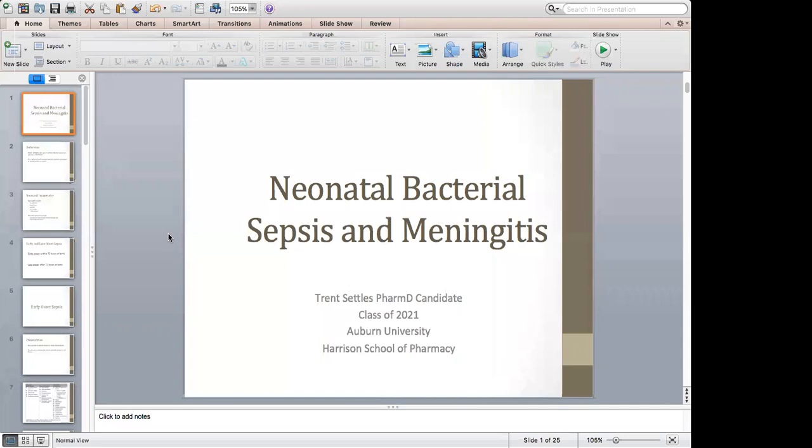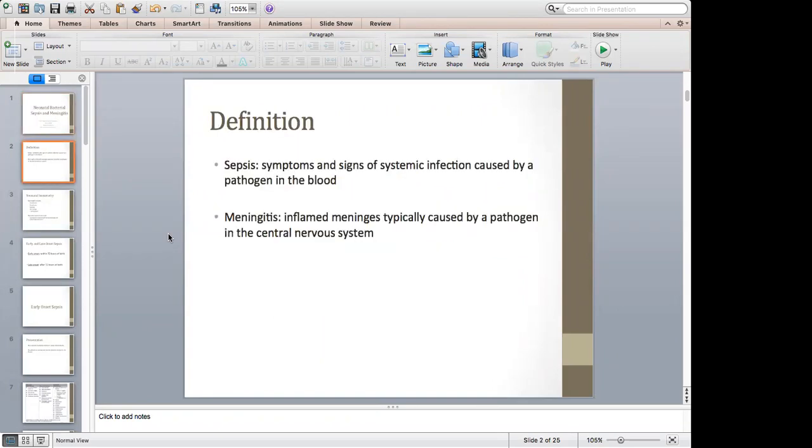So my name is Trent Settles. I'm a P4 pharmacy student at Auburn, and I'm going to do a talk about neonatal bacterial sepsis and meningitis. A brief definition of sepsis is symptoms and signs of systemic infection caused by a pathogen in the blood, and meningitis is inflamed meninges typically caused by a pathogen in the central nervous system.